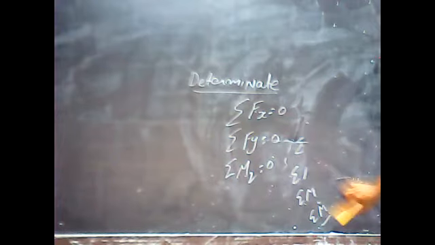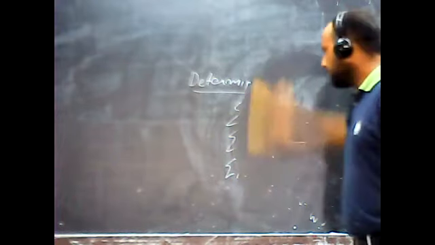So from here we get some idea about determinate and indeterminate, but mostly in the field, all the structures are indeterminate. They are not determinate. If we are not able to solve using these 3 or 6 equilibrium equations in case of 2D or 3D, we need to add some additional equations to solve that problem.